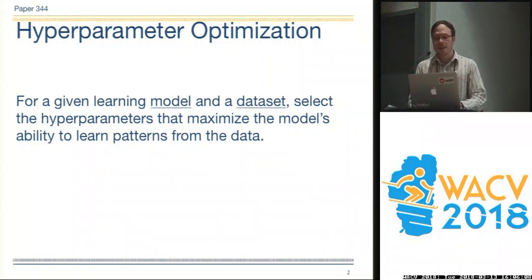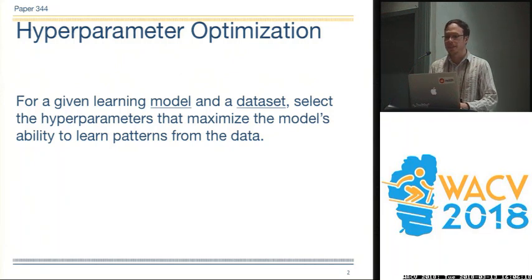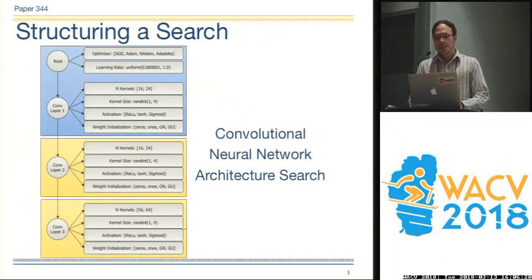As a quick review, hyperparameter optimization is the process of selecting hyperparameters for a given learning model that optimize the model's ability to learn patterns from the data set you're interested in. These problems are typically set up by selecting a few discrete models that you would like to test, and then defining domains for each hyperparameter within the model.